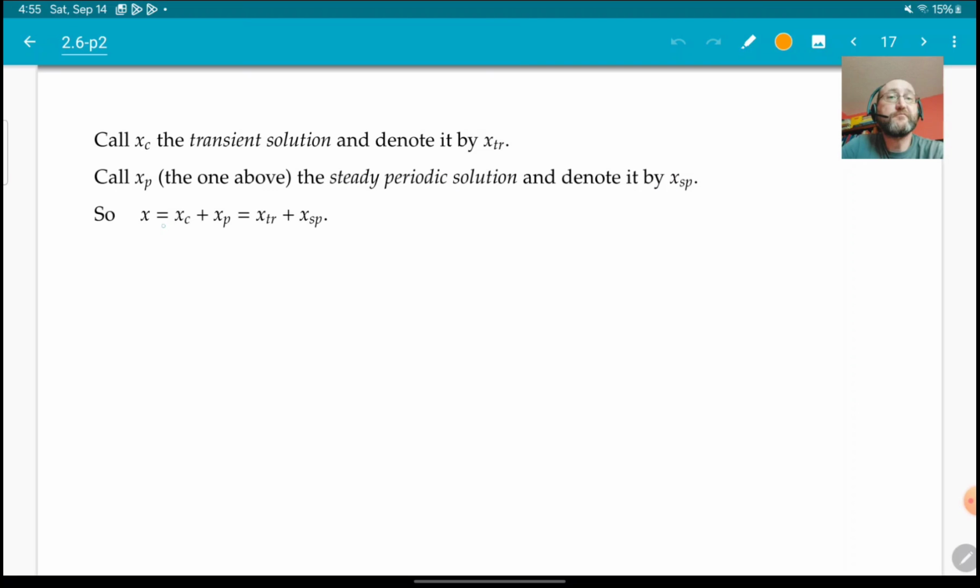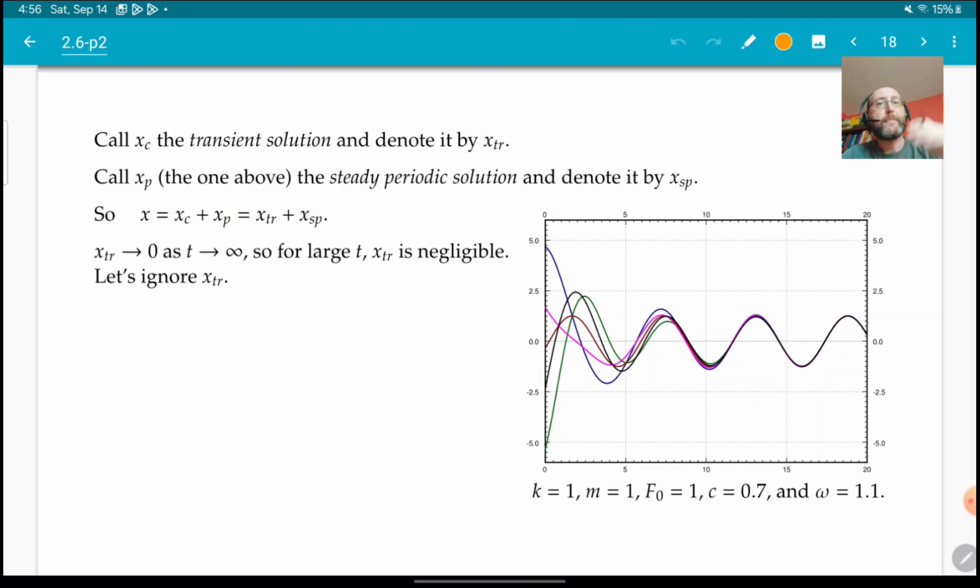All right. So we have our solution. Our general solution to this problem is, of course, the complementary solution, which has some undetermined constants, and a particular solution. And the particular solution that we found just now is the steady periodic solution. And so it's the transient solution plus the steady periodic solution. Now, as time goes to infinity, the transient solution goes to 0, right? So for large t, the x_tr is negligible, right?